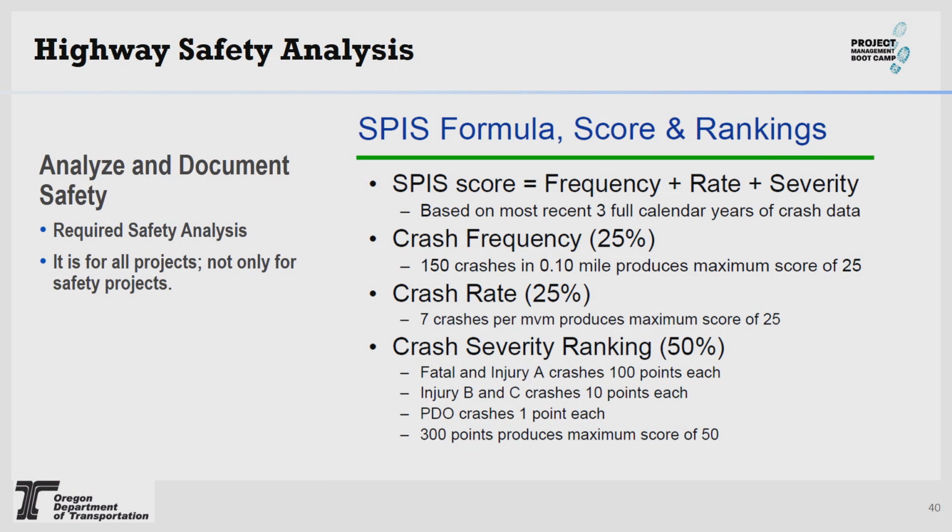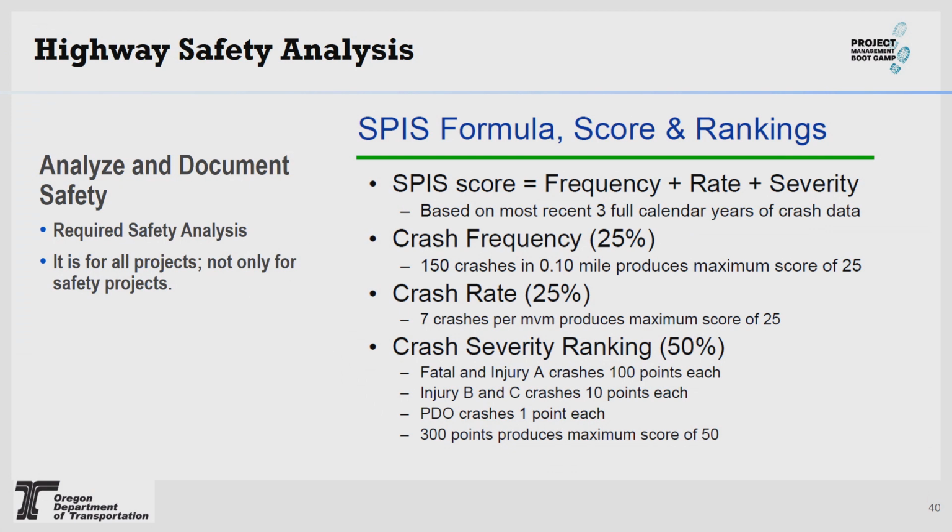It is a weighted average of the number of crashes occurring, what we call frequency of crashes, the crash rate, and the severity of the crashes. So 25% of the weightage is given to frequency, 25% to crash rate, and 50% to crash severity. That's how we rank those locations. That's how it provides the SPIS score.